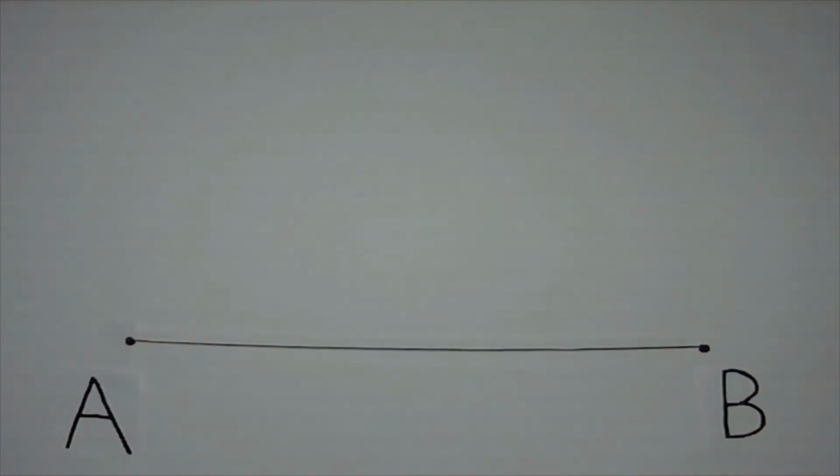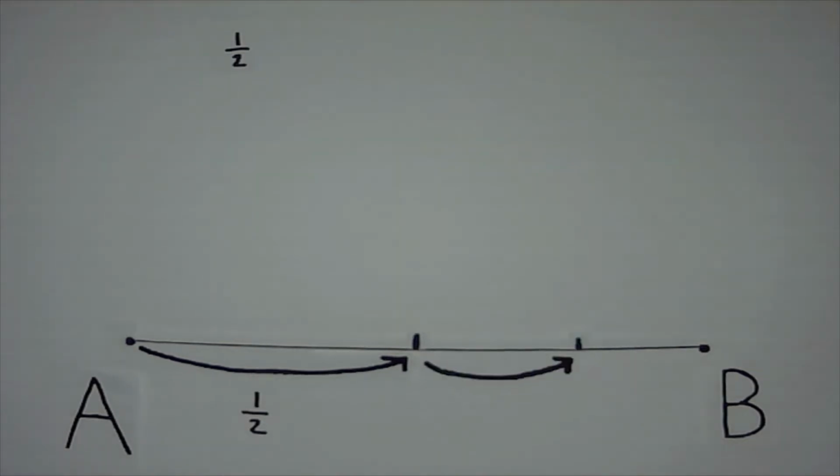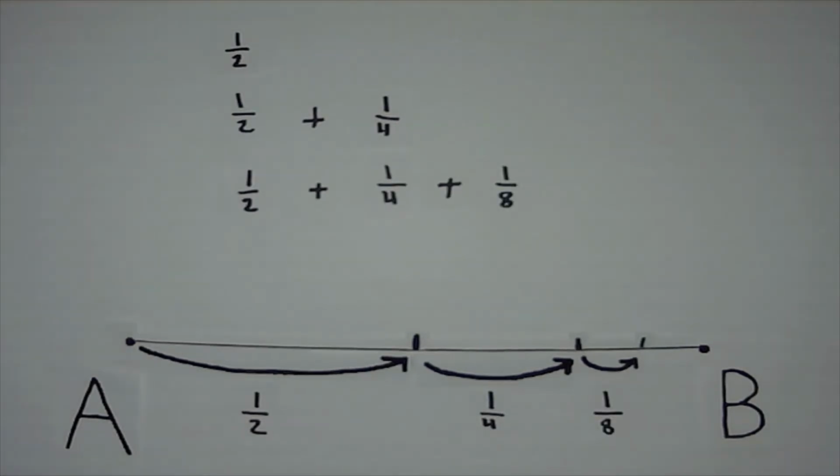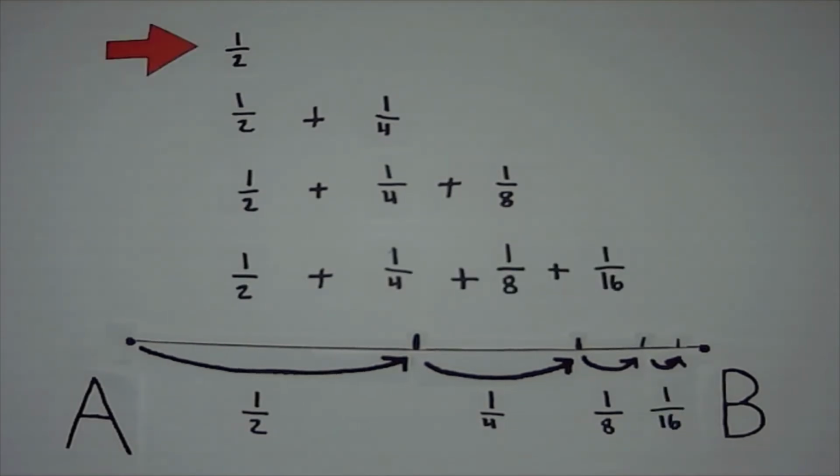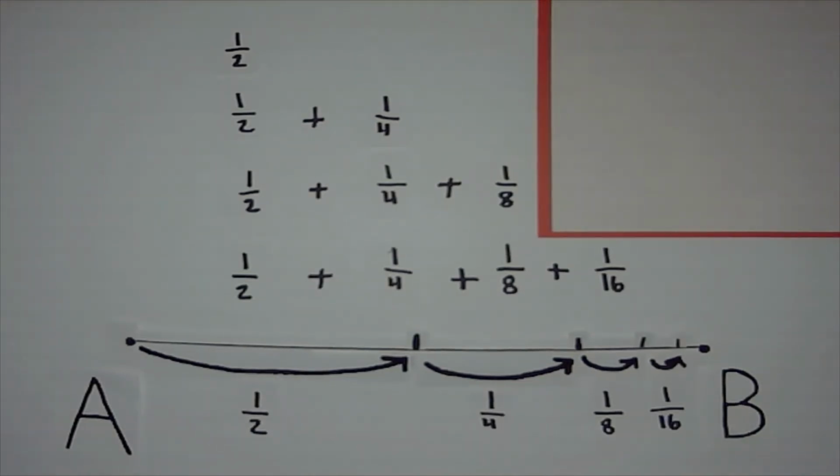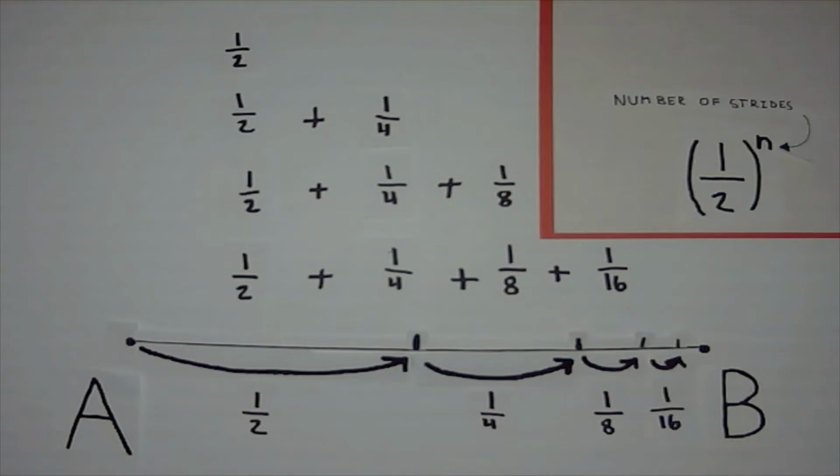So, for example, our first stride would put us at 1/2 the distance from point A. The next stride would put us at 1/2 plus 1/4 the distance from point A. The third would be 1/2 plus 1/4 plus 1/8. And the fourth would be 1/2 plus 1/4 plus 1/8 plus 1/16. You might see a pattern here. We can represent our position from A as 1/2 to the n number of strides plus all the previous strides.